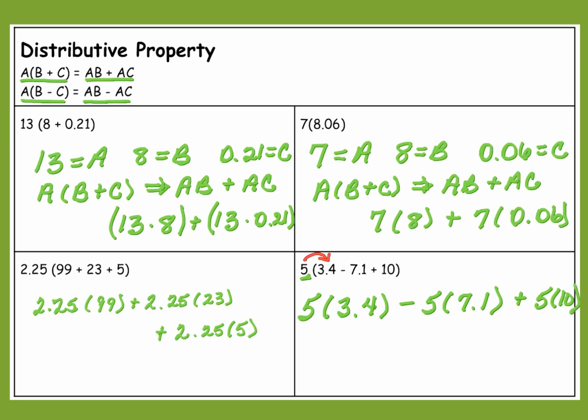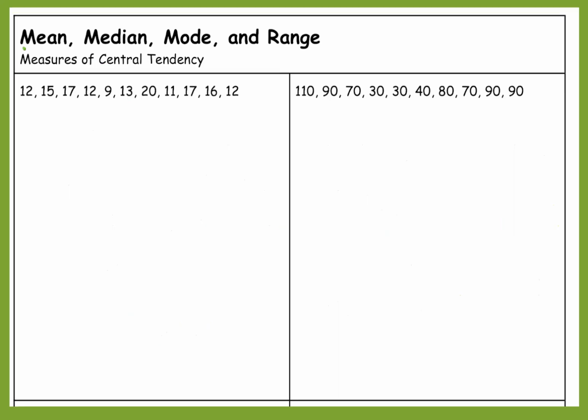Here we show 5 being shared with 3 and 4/10. Next, 5 being shared with 7 and 1/10, and notice the subtraction sign that is between them. Lastly, we have 5 being shared with 10. All of our sharing is by multiplication.